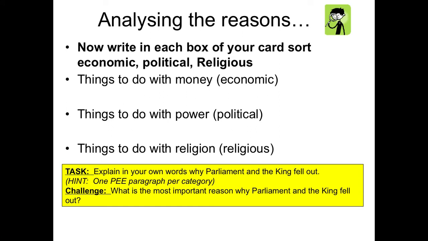Okay, so your challenge for that is say which one was the most important reason, explain the significance and say why it was more important than the other reasons. Okay, so just do your best on that one. And if you can extend it by saying the most important reason as well.